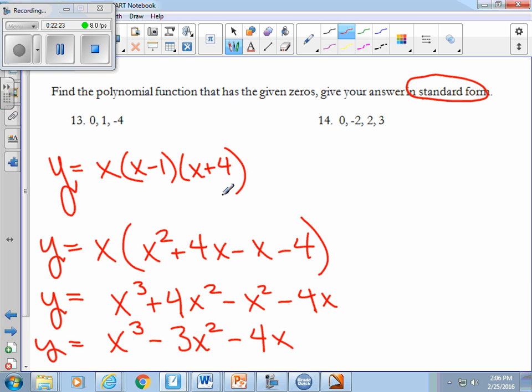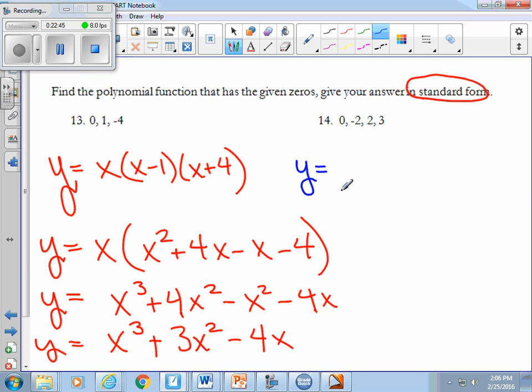Wait, isn't the negative 3x in that positive? Oh, it is. Thank you. Glad you're paying attention. I could pretend I was testing you, but I wasn't. But we'll pretend.